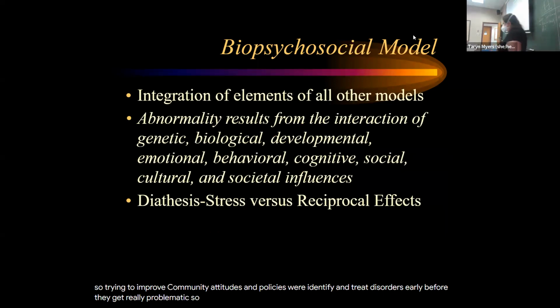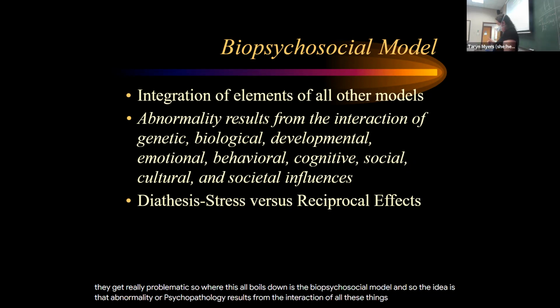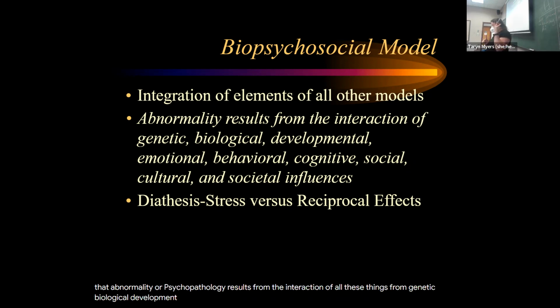So where this all boils down is the biopsychosocial model. The idea is that abnormality or psychopathology results from the interaction of all these things: genetic, biological, developmental, emotional, behavioral, cognitive, social, cultural, and societal influences.